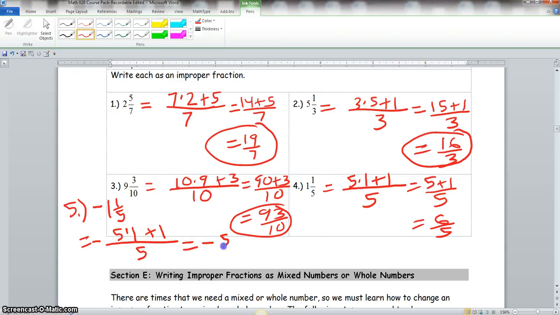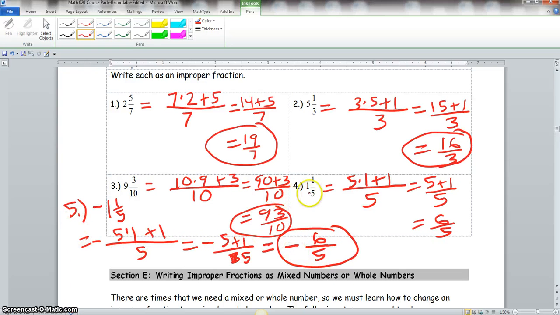5 times 1 is 5, plus 1, all over 5. Now, we'll carry over our negative. Remember, this negative is not with the 5. 5 plus 1 is 6, and our denominator stays 5. So this will end up being -6/5. Now again, we had -1 1/5. The negative, we just kept carrying it over. But when we multiplied and added here, we did this without the negative. So it became 5 plus 1, which was 6. So we got 6 over 5, and we carried over the negative symbol.